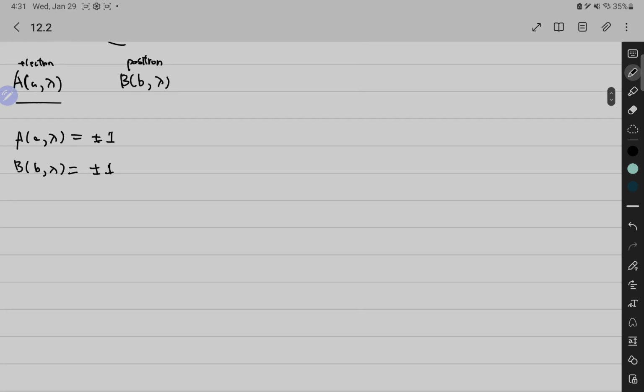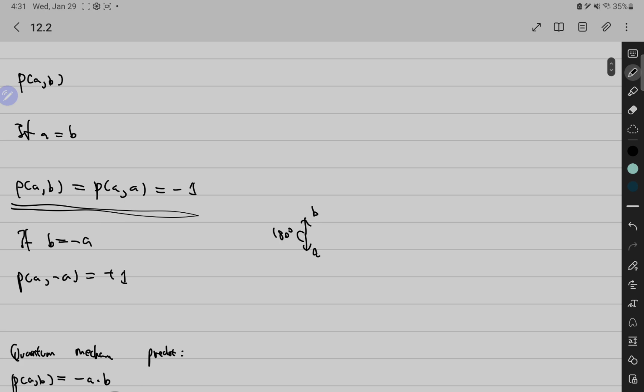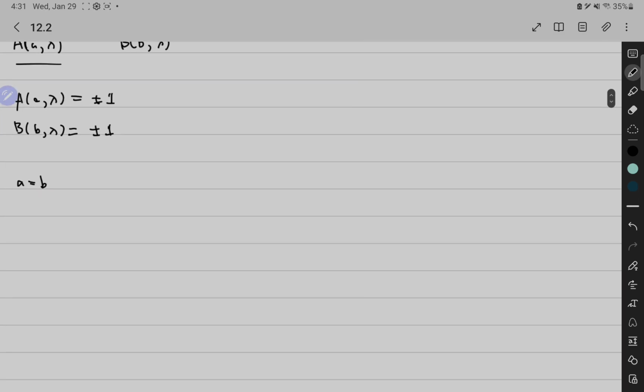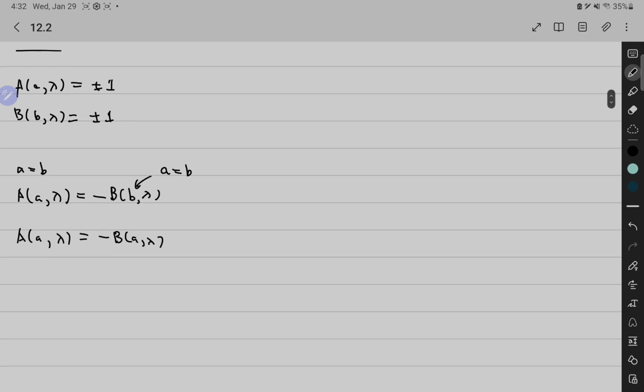So remember, when A is equal to B, like I mentioned above, what happens is that they equal the negative of each other. So what that means is that if I have A lambda, this is going to be equal to negative B lambda. And since A is equal to B, A lambda is just going to be equal to negative B A lambda. So what does this imply? This implies that whenever A is equal to B, or that they're parallel, they're anti-parallel to each other.